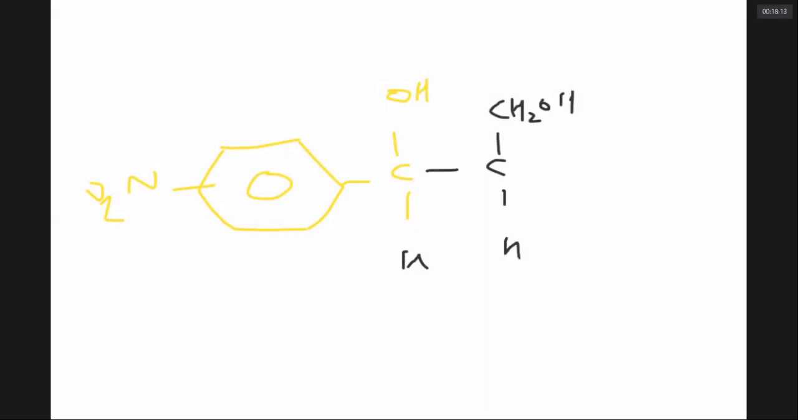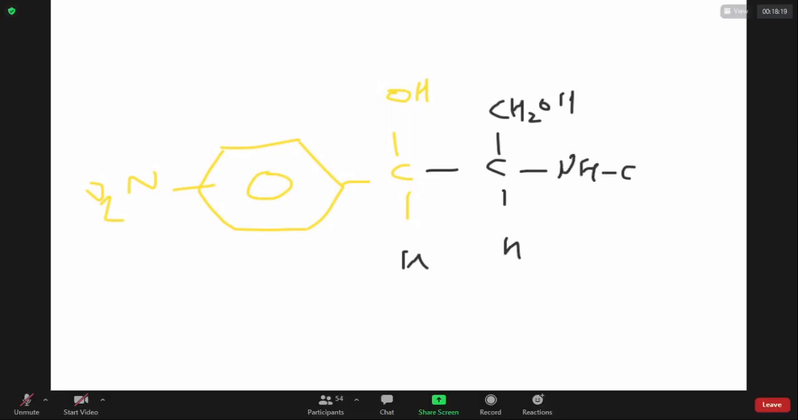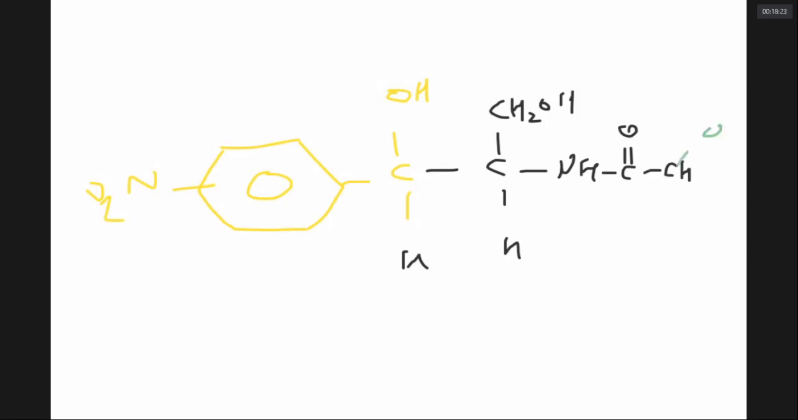C2OH. NH, C double bond. C double bond, NH. So CH3. They gave this molecule and asked how many chiral carbons it has. This is chloramphenicol, another very powerful antibiotic used to treat meningitis, brain fever, cholera, typhoid, etc. It has just 2 chiral carbons.